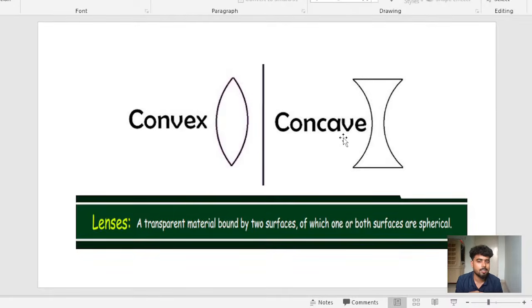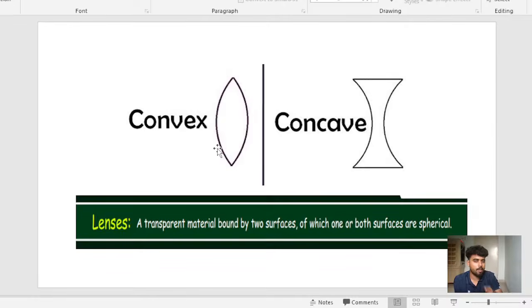How many types of lens are there? There are two types of lens. One is concave and another one is convex. So mirror is directly opposite to the lens. This convex lens is also known as converging lens. Concave mirror is a converging mirror, and here convex lens is a converging lens. Concave mirror, convex lens, concave lens, convex mirror.